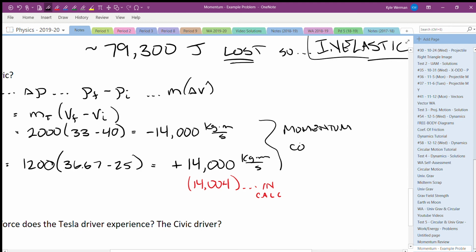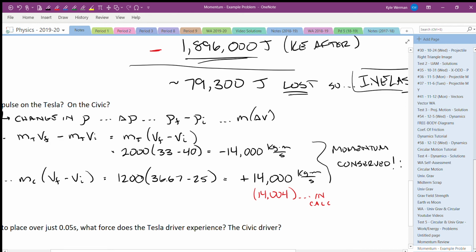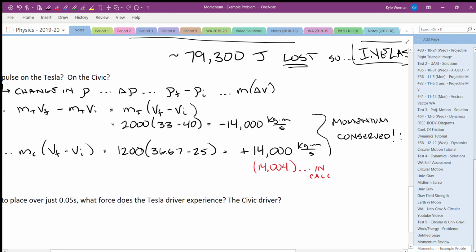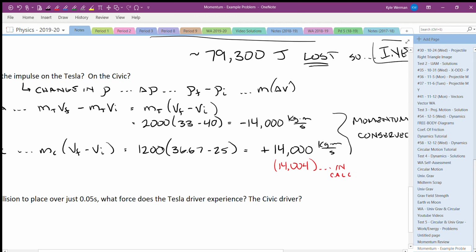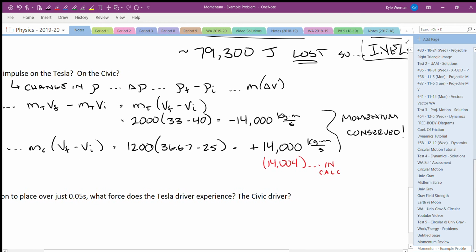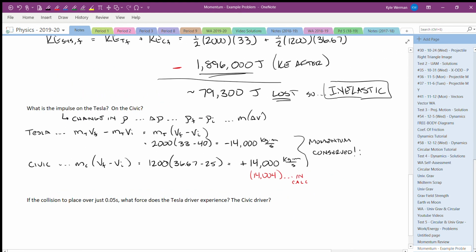If one loses momentum, the other must gain it. The Tesla lost 14,000, which meant the Civic must have gained it. Now, if I didn't round, if I carried out all those sixes in my value, I would get exactly 14,000 for the Civic. But I get a little bit more because my calculator has some rounding errors. But you get about the exact same thing.